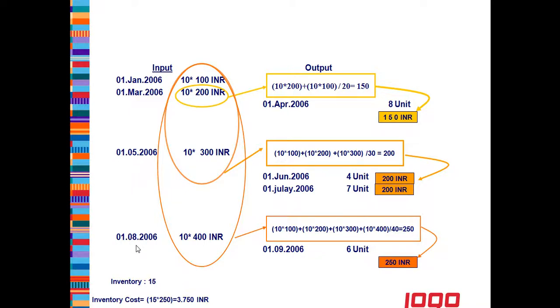Again on the 1st of August I purchased 10 more materials with a unit price of 400 rupees. So the total average becomes 250 rupees, and I sold 6 units of material on 1st of September, so it becomes 250 rupees average unit cost. Before that I purchased 40 units of materials and I sold 25 units, so the remaining inventory quantity is 15. So the inventory cost becomes 15 into the average unit cost of 250, so 15 into 250 equals 3750 Indian rupees. Like this the second costing method is calculated.